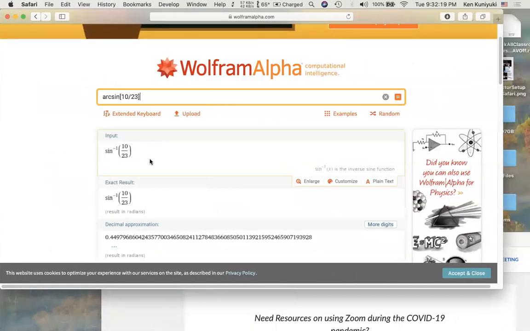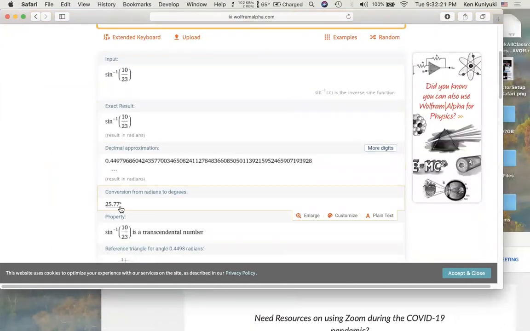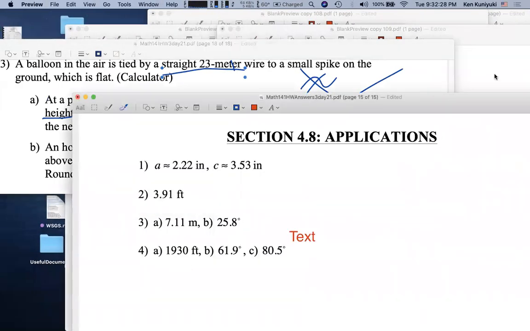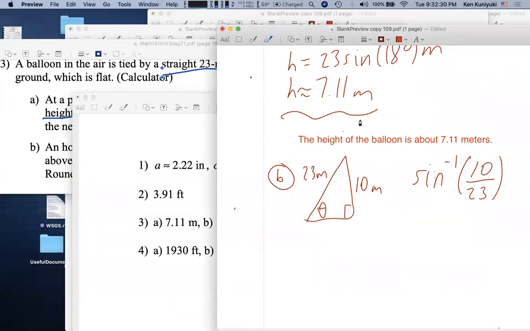Radians, but I want that in degrees. Oh, it converts. Yeah, Wolfram Alpha is too powerful. About 25.8 degrees. Yep. So use Wolfram Alpha sparingly. Angle of elevation is about 25.8 degrees. You don't have to write that out. You can put the degree symbol.